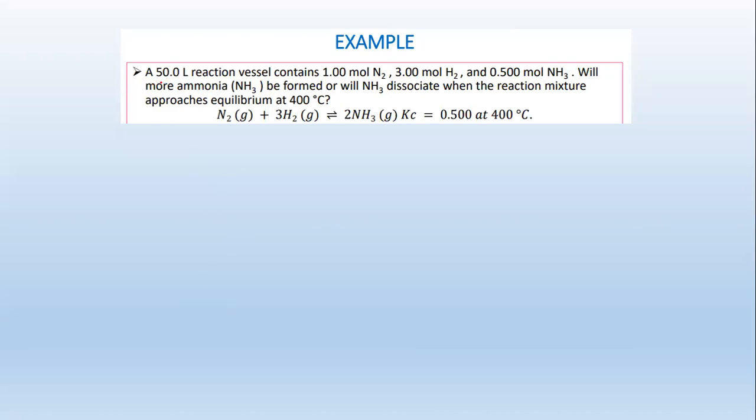Now they say to us: a 50 liter reaction vessel contains 1 mole of nitrogen gas, 3 moles of hydrogen gas and 0.5 moles of ammonia. Will more ammonia be formed, or will ammonia dissociate when the reaction mixture approaches equilibrium at this temperature, which is 400 degrees Celsius?